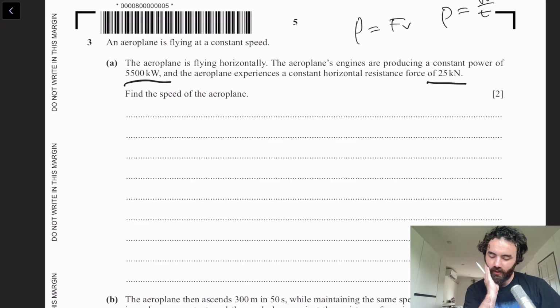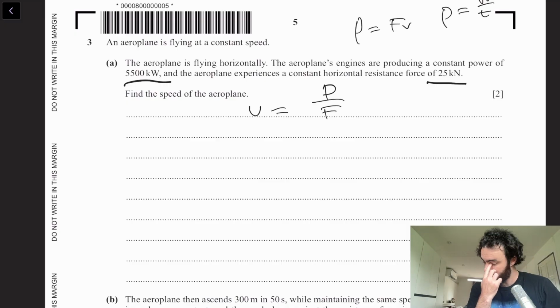An airplane is flying at a constant speed. The airplane's engines are producing a constant power of 5,500 kilowatts. The airplane experiences constant horizontal resistance. Find the speed of the airplane. Isn't this just velocity equals power over the resistance force? So it would just be 5,500 times 1,000 divided by 25,000.